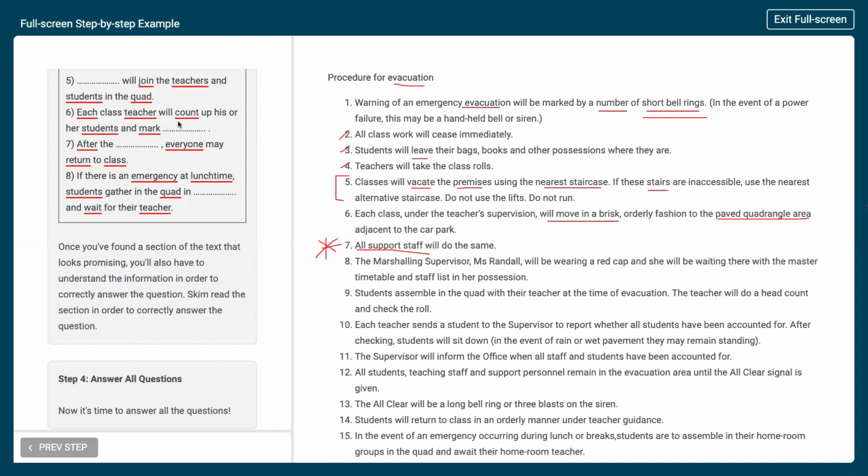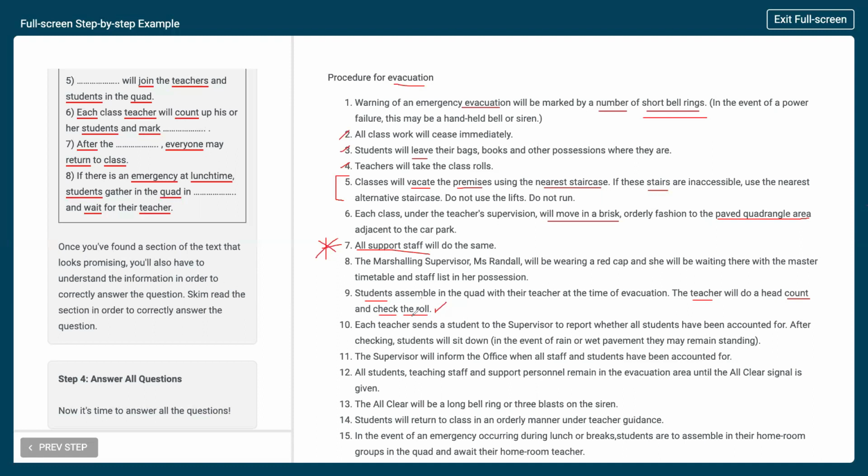where it says each class teacher will count up his or her students and mark. I'm already looking here at students. I see the teacher will do a head count and check the roll. So check here, I'm thinking of a check like this to verify that each student has been counted. And count up, we see count here as well. So this is definitely the right area. Doing a head count is a great synonym for count up. So I would say mark the roll because you're checking the roll, marking the roll.